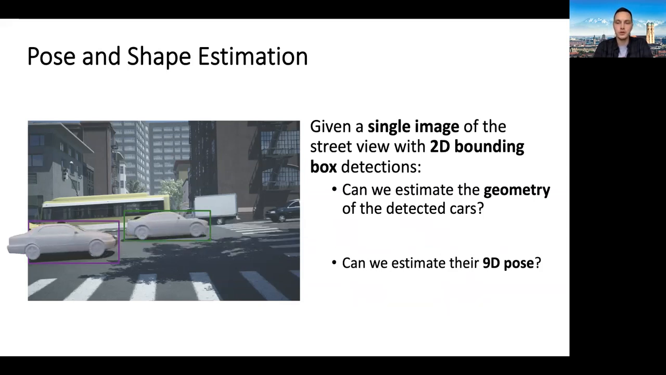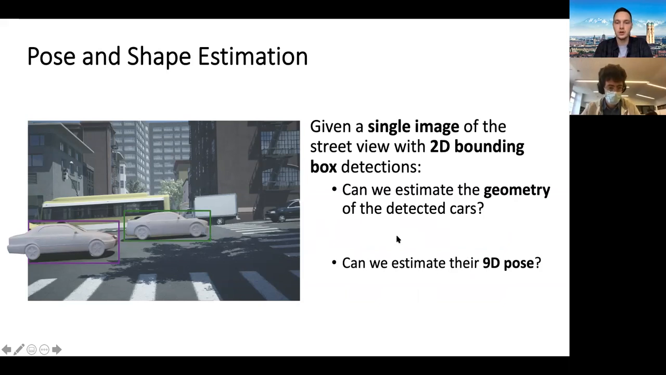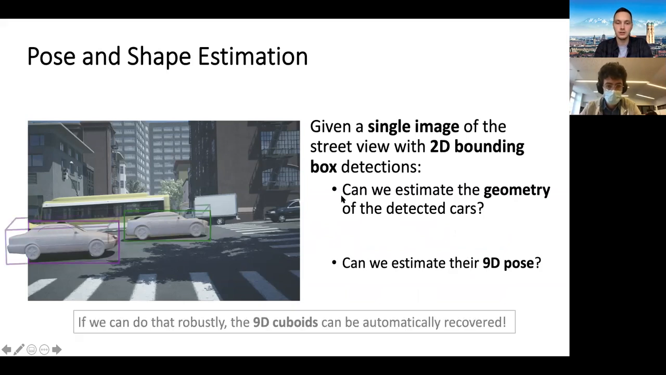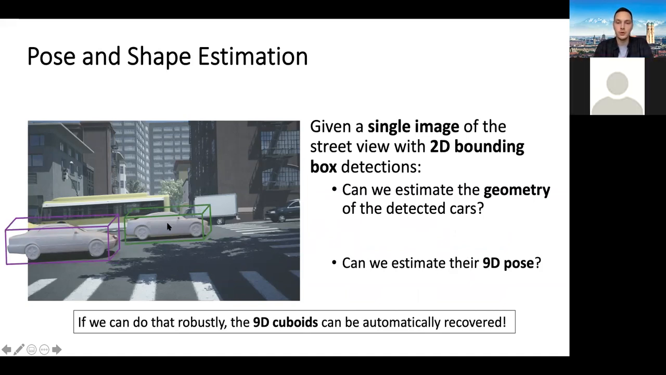If we can estimate the 9D pose, and we also know the shape, we can project the objects onto the image and get the 9D cuboids. This allows us to recover the entire label. Why is this important? Because all the vision algorithms are trained on such data, on labeled 3D or 9D bounding boxes.